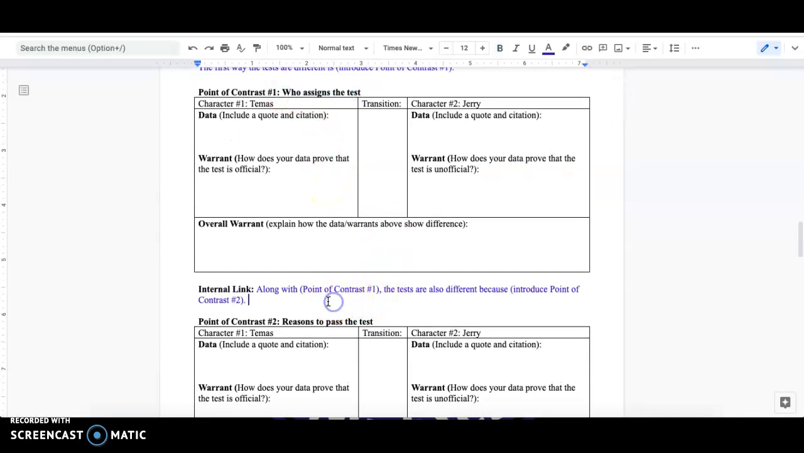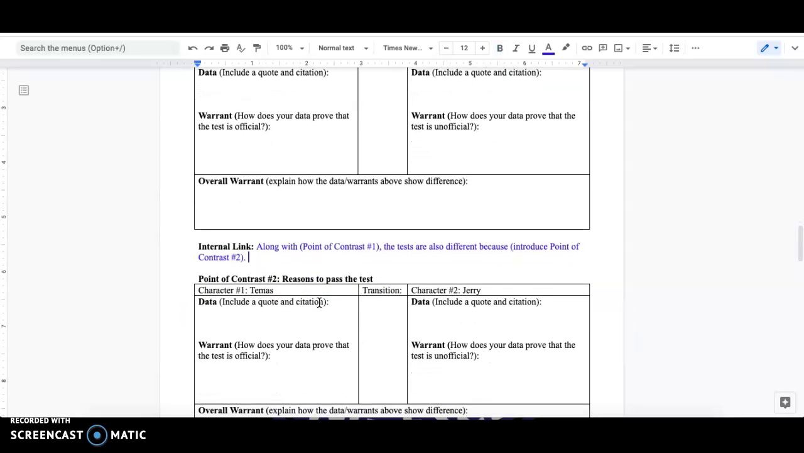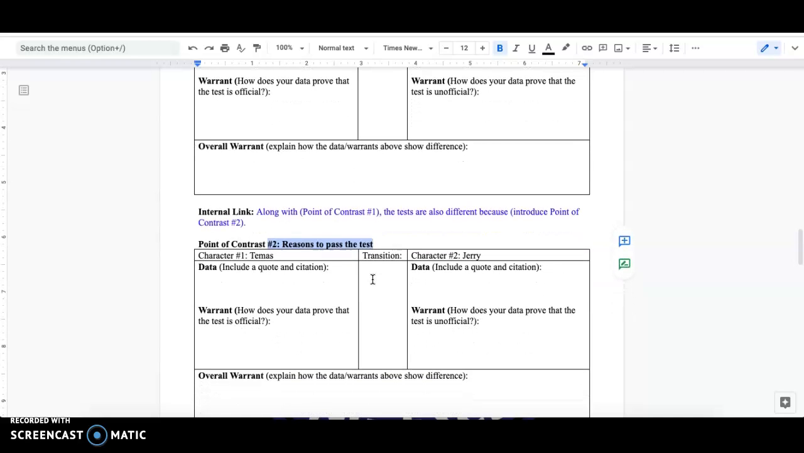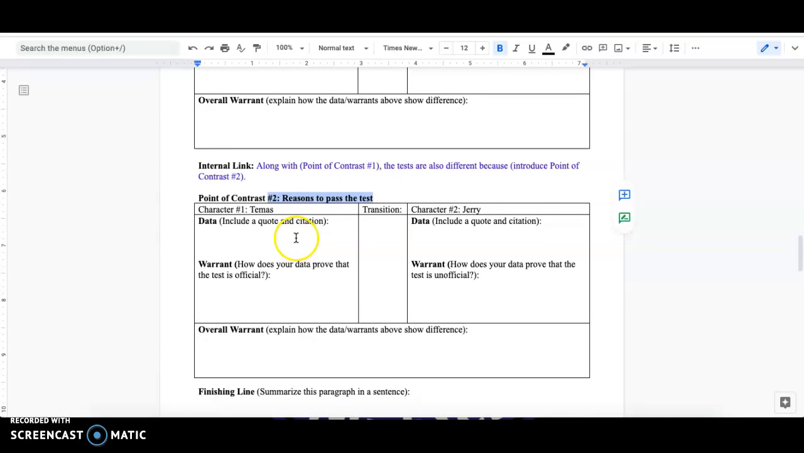The tests are also different because, and then we're moving to our point of contrast number 2. So the point of contrast number 2 is the fourth row in the chart, and that is because each boy has a different reason to pass the test. Jerry obviously has to pass his test, as do all boys in his tribe, where Jerry, no one's really holding him accountable, right? He chose this for himself, so his reasons to pass the test are very different than Tamas's. Repeat the same exact steps for this chart. Again, don't forget about that transition.